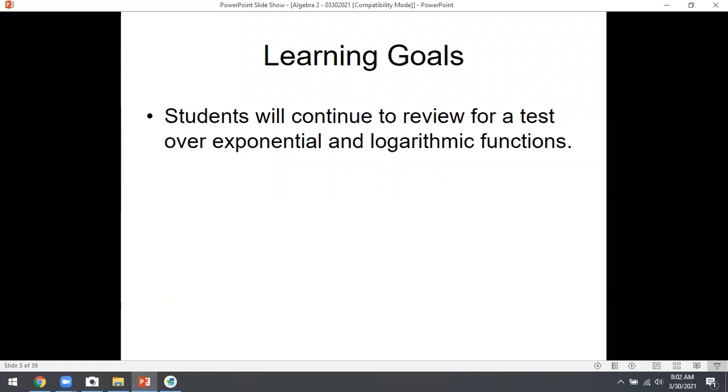So here's your LGs for the day. Boom. Continue to review for the test over exponentials and logs. Yesterday we reviewed exponentials pretty well. Think you got a decent handle on exponentials? Today's logs. Must practice logs.